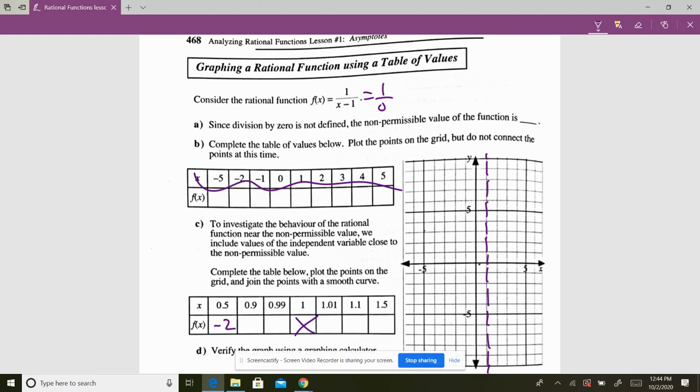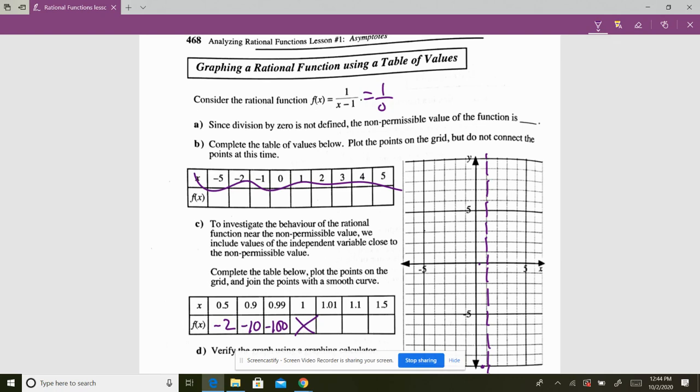Now I'm going to move a little bit closer, from the left side. So I put in 0.9. If I put in 0.9, I get negative 10. So now the graph has moved way down here. The point is like way down there. And if I move even a little bit closer, 0.99, I'm going to get negative 100. What if I moved 0.999 away? What number do you think I'm going to get?